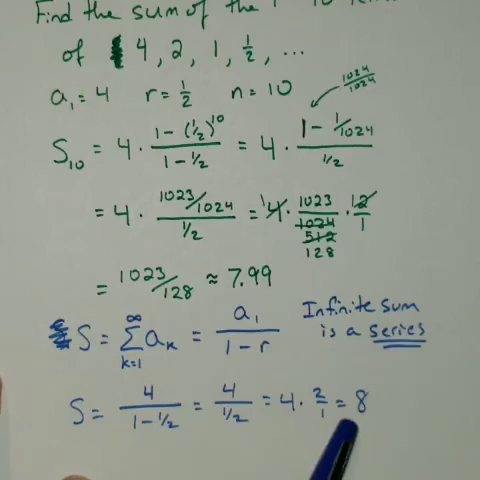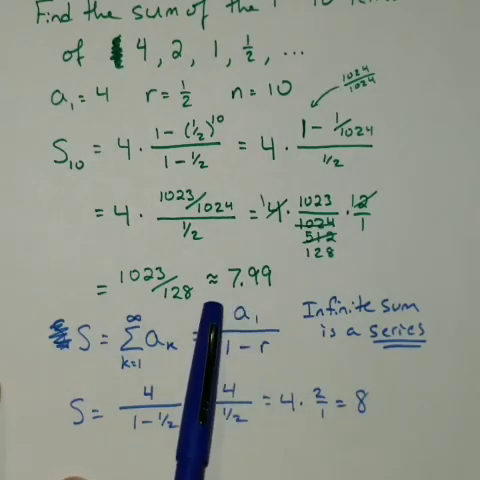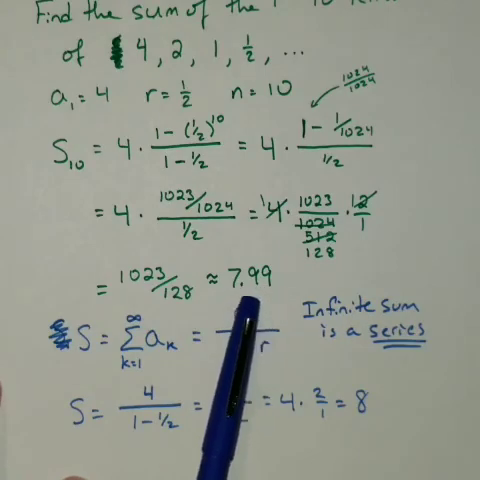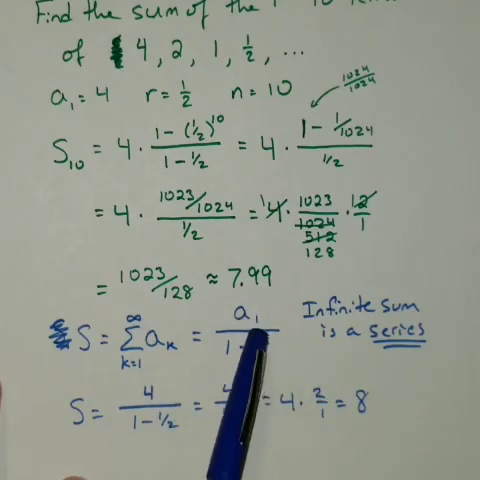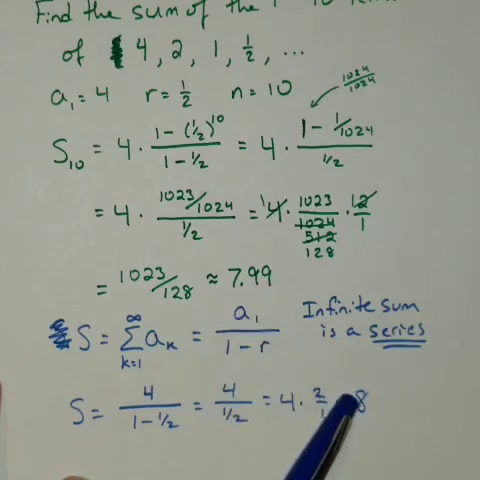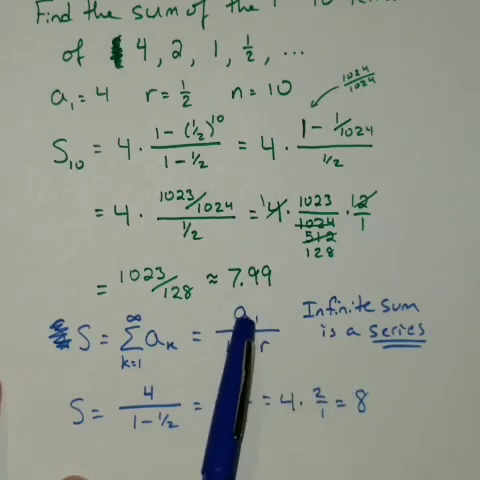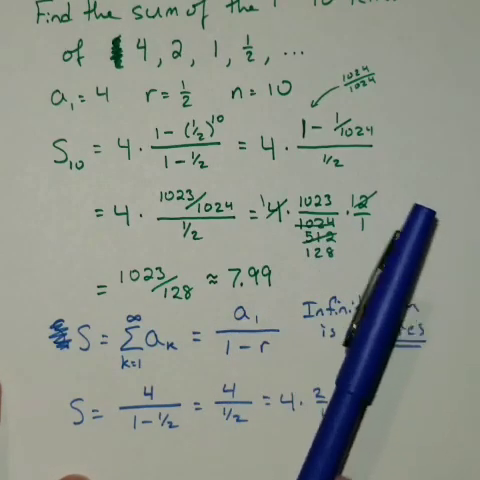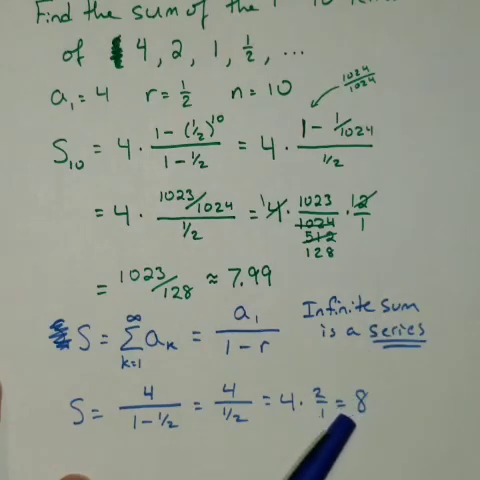Now that makes sense to me because when we did this out to 10 terms, we got 7.99, which is close. 10's a lot of terms. If you did 100 terms, you'd get even closer to 8. It'd be like 7.99999. I don't know, something like that. And so the farther you go, the more terms you get, the closer you're going to get to 8.